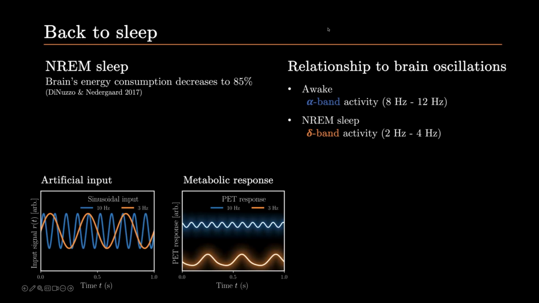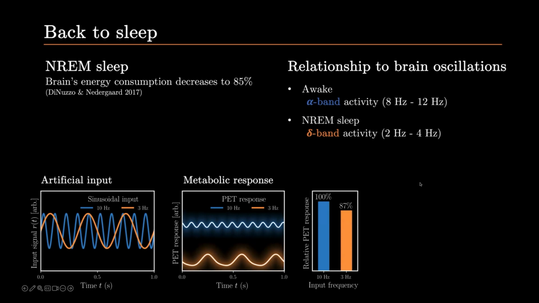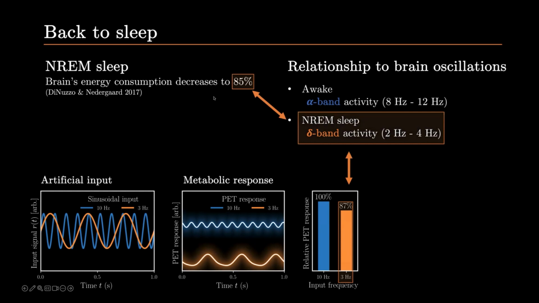How much ATP is uptaken? How much PET signal do we get? And we can see this is what we've seen before. There's a frequency dependency. So of course, the 10 Hertz signal has a larger PET response than the 3 Hertz signal. And we can compute the averages and compare them against each other to know how much the PET response, respectively the ATP concentration, is reduced when we have the 3 Hertz signal. And we can see that, surprisingly, it's very close to what was measured in this 2017 study.